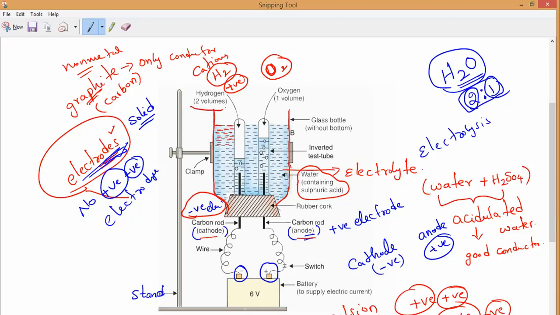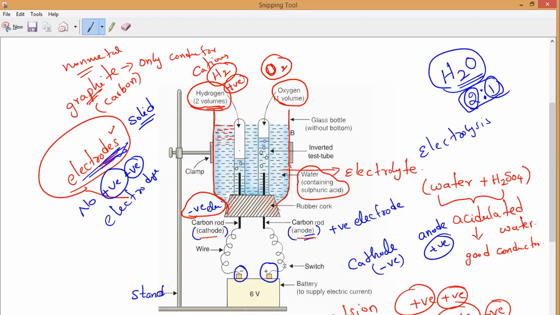Have you noticed it? Cations are coming, but how many volumes of hydrogen? Two. 2 volumes of hydrogen, and 1 volume of oxygen. Clear? But here if you notice, sir, the space is more on this side and less on the other side, so how can you say 2 volumes?